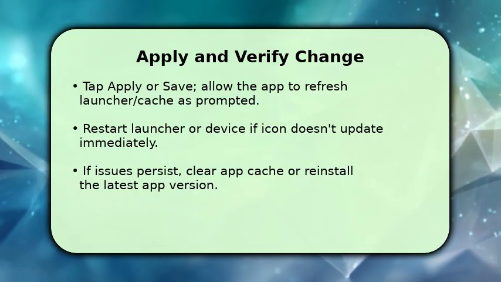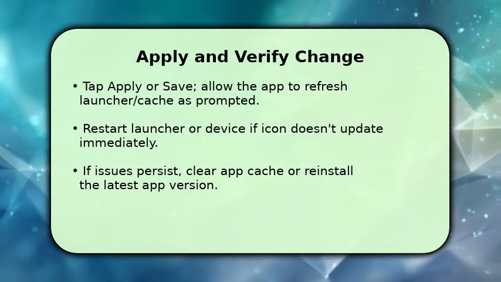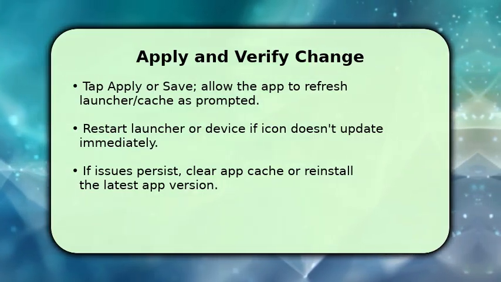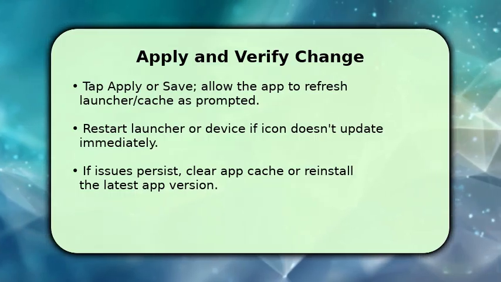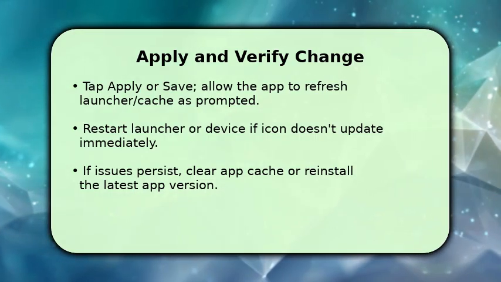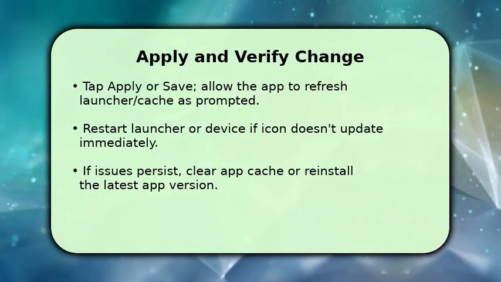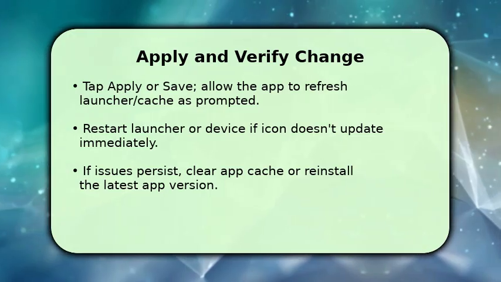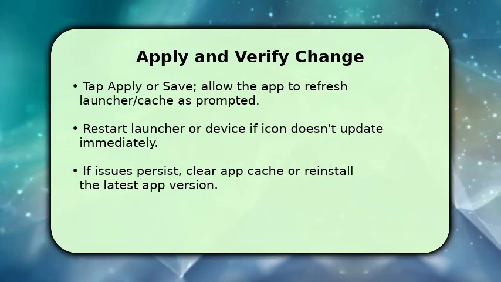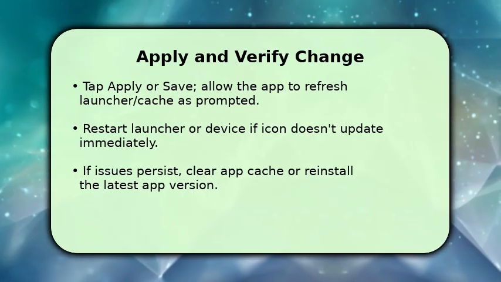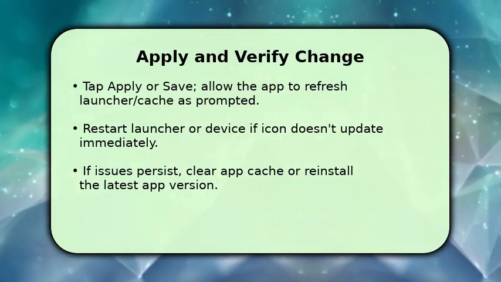Once done, check your home screen to verify the change, and if it doesn't appear, restart the launcher or the device to force an update. Make sure to clear the app cache or reinstall the latest version if problems persist, because cached resources often block new icons. A key troubleshooting tip: remove and re-import the icon with correct dimensions before retrying to apply.